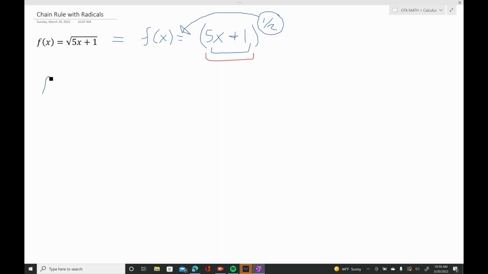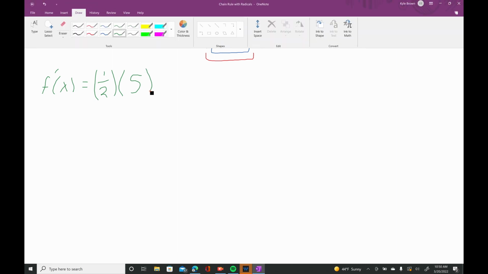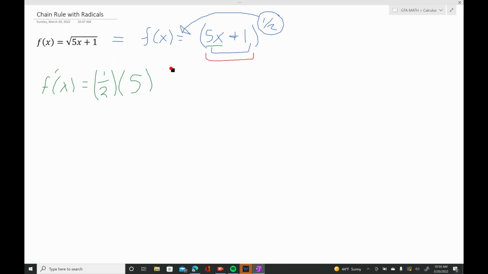So I'm going to bring it down, and we're going to have f prime of x going to equal 1/2, bringing that down. We're going to take the derivative of 5x plus 1. The derivative of 5x is going to be 5, and then the derivative of 1, since it's a constant, just turns into 0. And then we're going to keep the inside function the same, and we're not going to touch this.